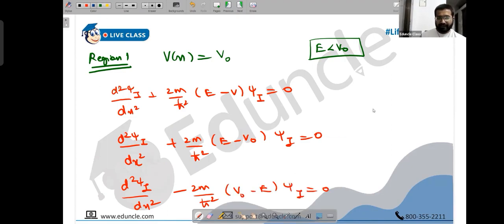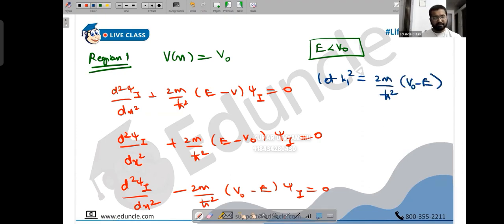So what do we have now? We can say let k1 square be equal to 2m upon h square into v0 minus E. Because v0 is greater than E, correct? They have given us that here. It means k1 will be positive. Otherwise, it would have become complex, people, if you wouldn't do this adjustment. Take your time. Move on, okay? Move on.